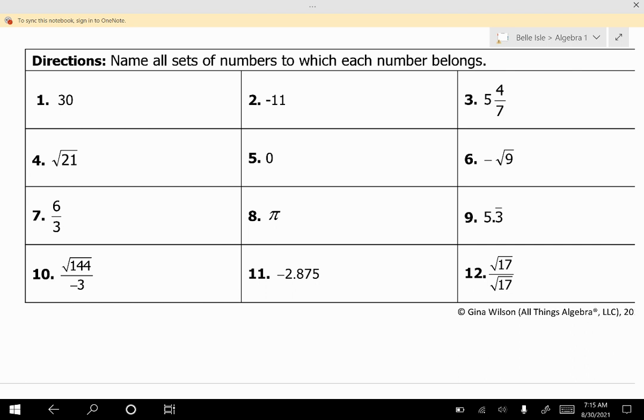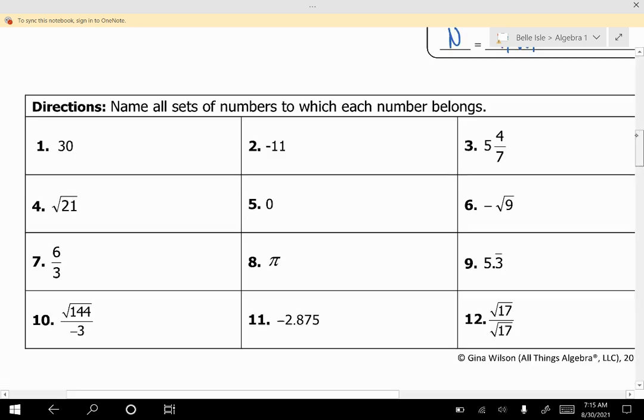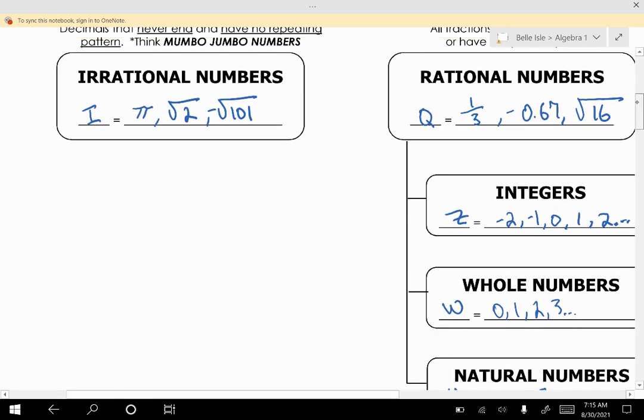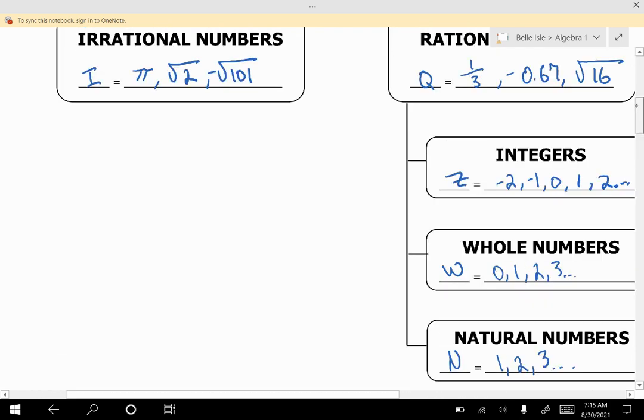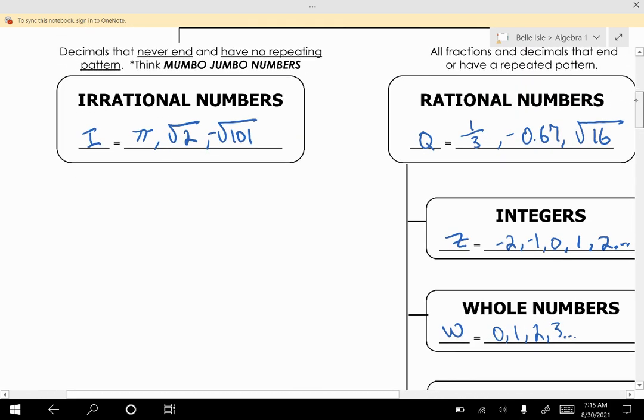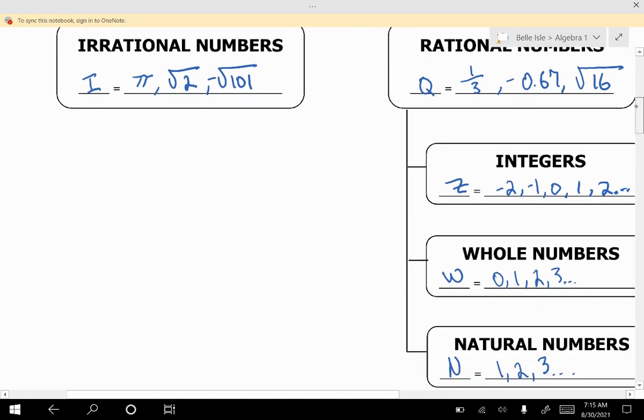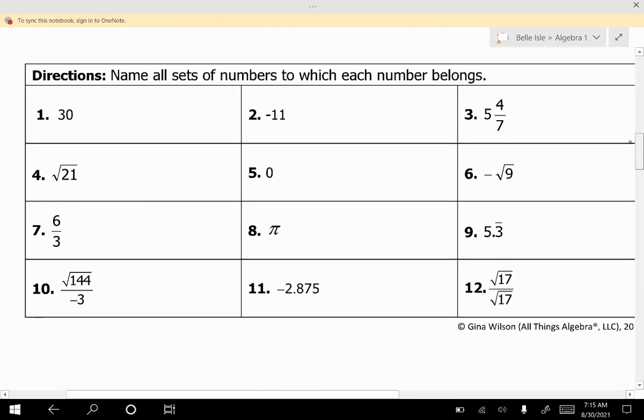Okay, so the next thing that we're going to do is just sort them out. Okay, so you're going to name all the sets of numbers to which each number belongs. Okay, so we've given each kind of number a letter. Okay, integers Z, whole numbers W, natural numbers N, rational Q, irrational I. Okay, so we're going to put these into each one.